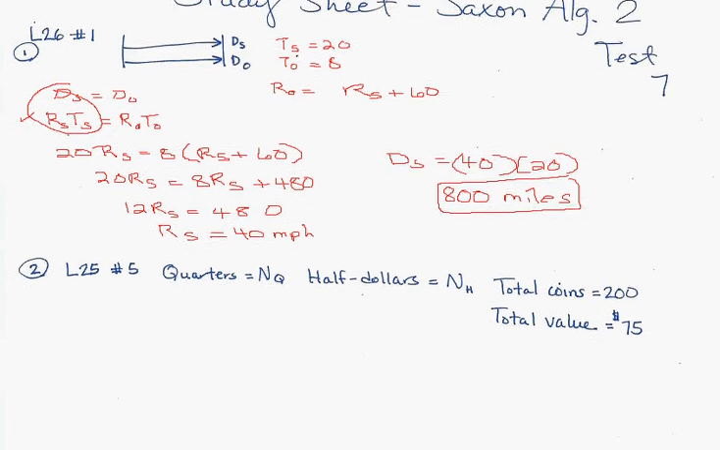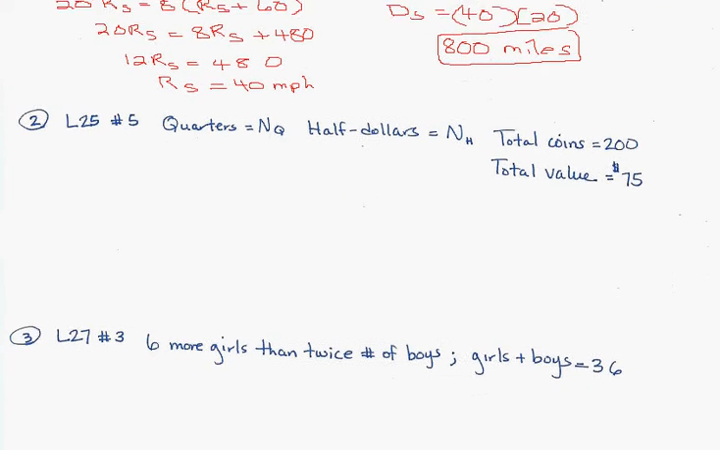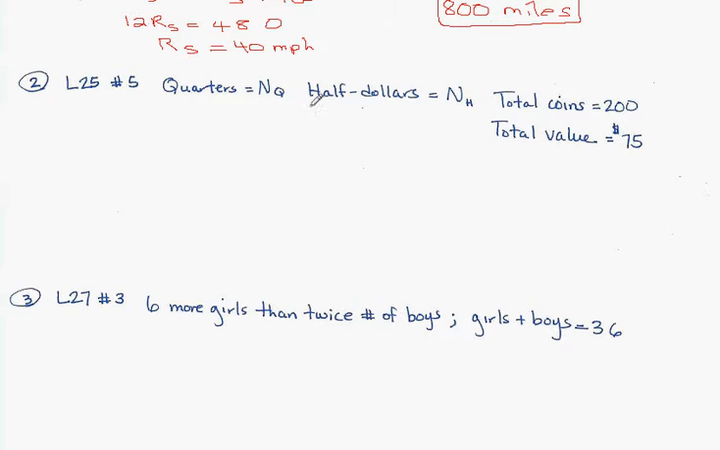Okay, let's move on to our coin problems. So we have some quarters and half dollars. The total coins are 200. The total value is 75. Now some of you do this in your head, and it could work unless the problems get really tricky.